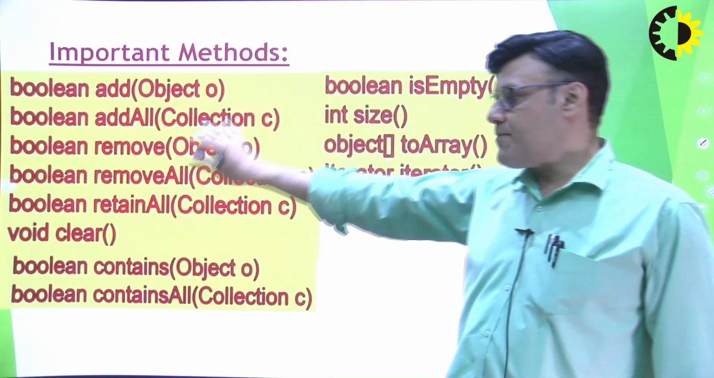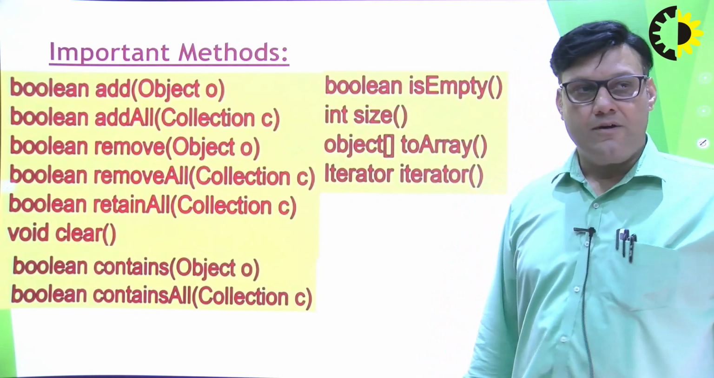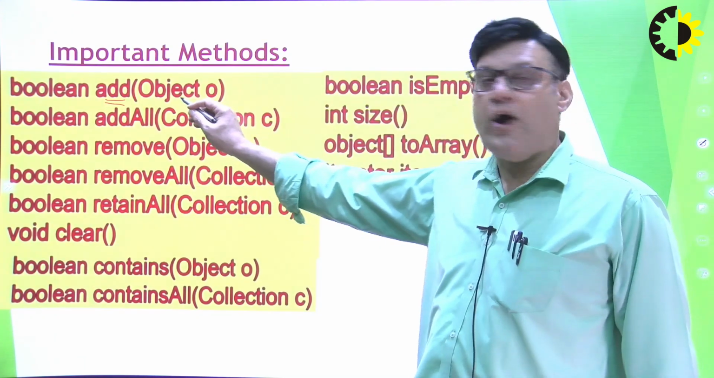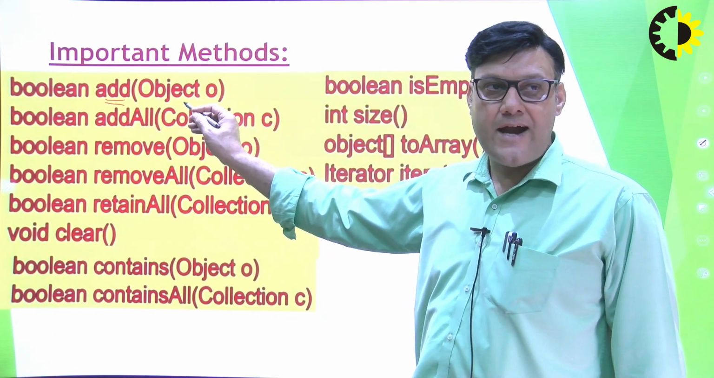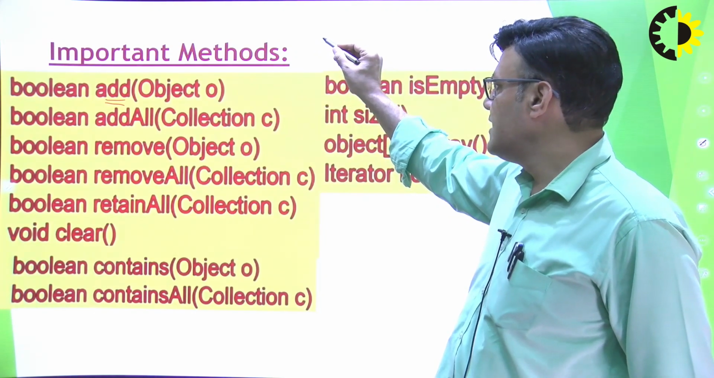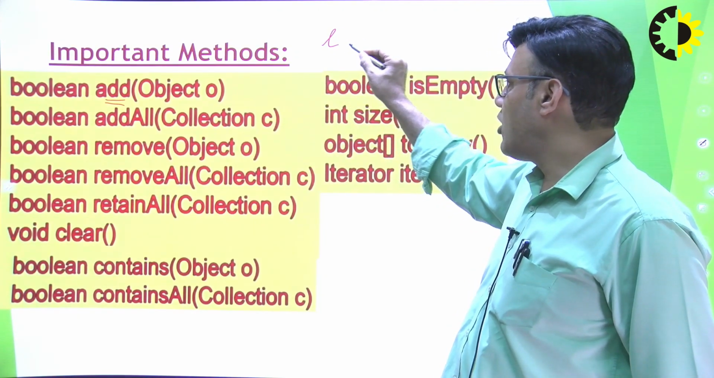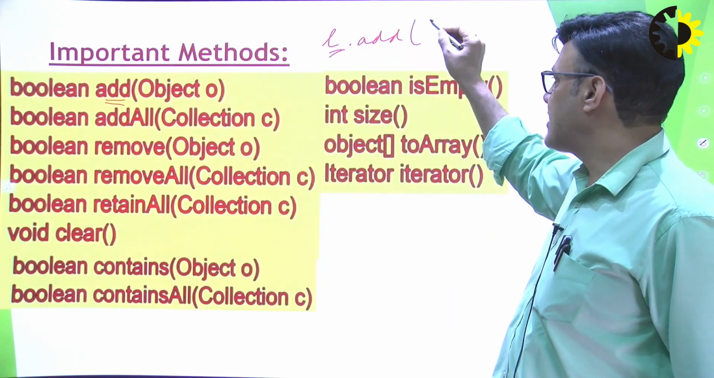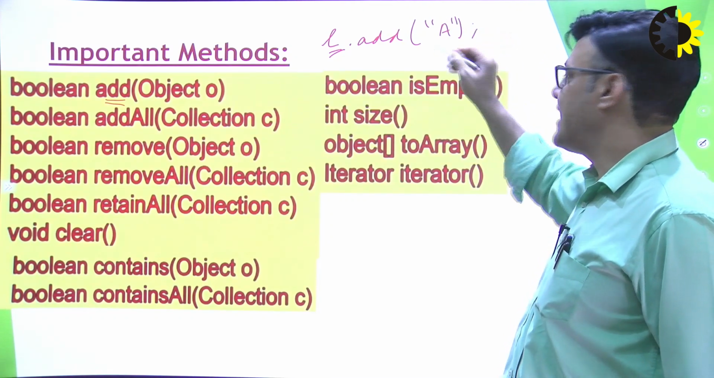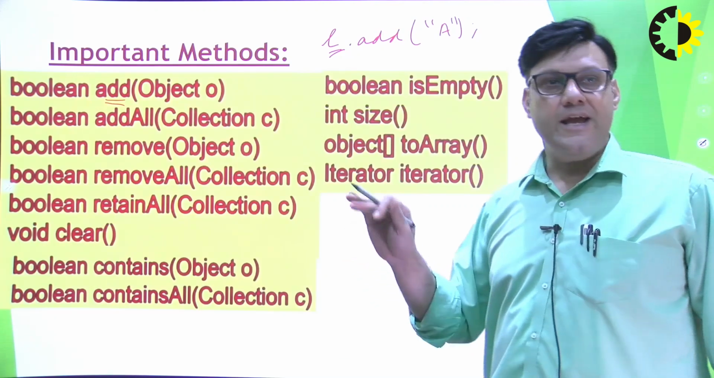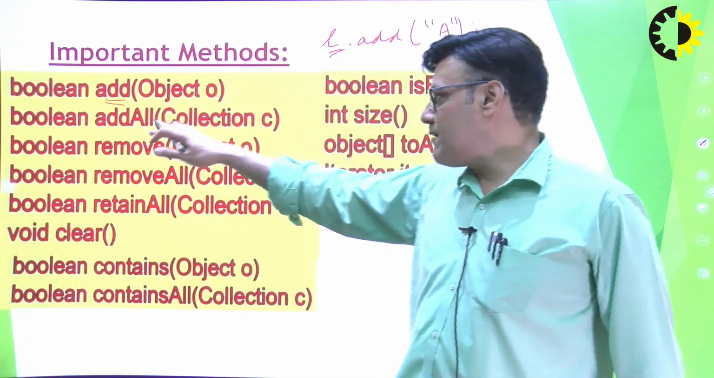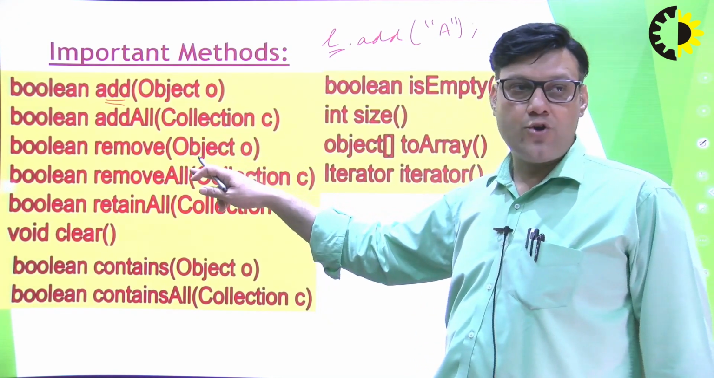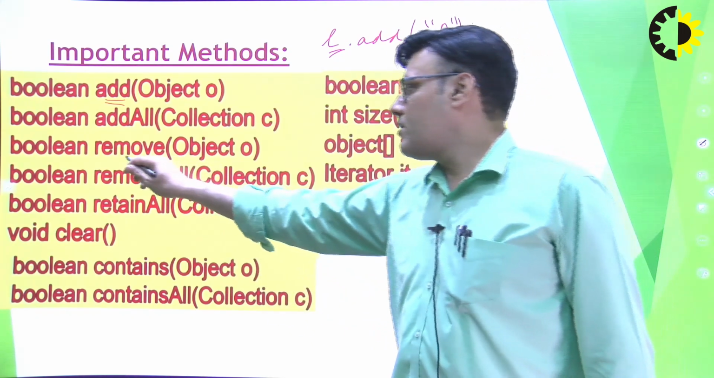There are some important methods that we use in collection. For example, if we want to add elements, the method name is add. I have defined an object L, so L dot add. For example, I will add A. So in my empty list, A is inserted. When we want to add a number of elements from a given collection, I will use addAll. To remove an individual object, remove is there.